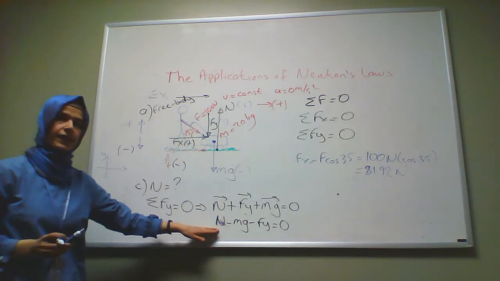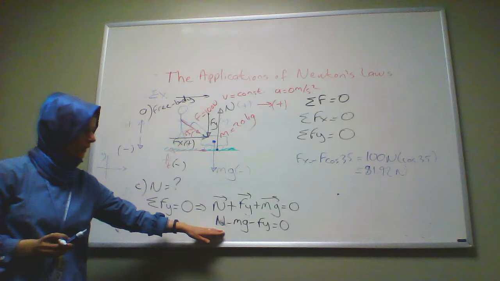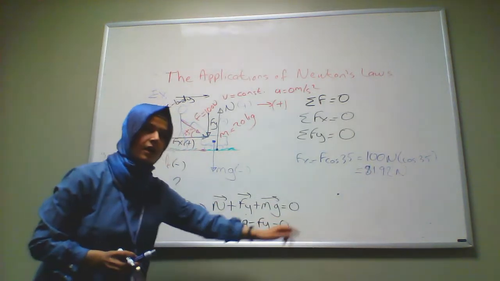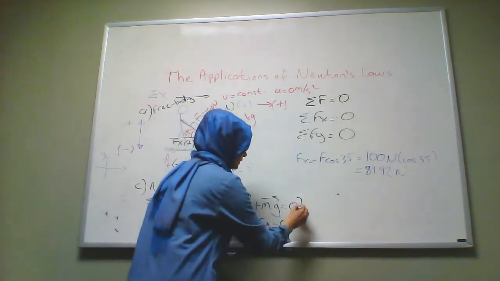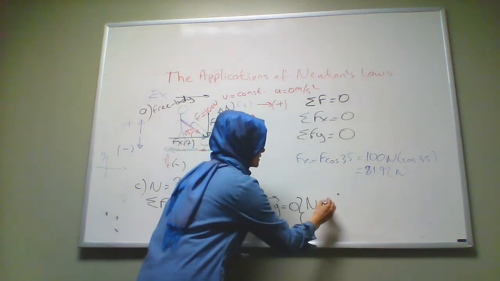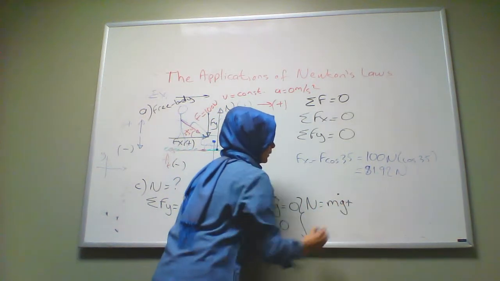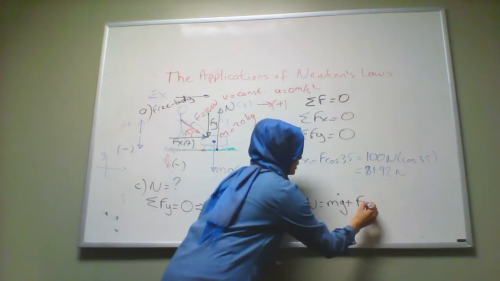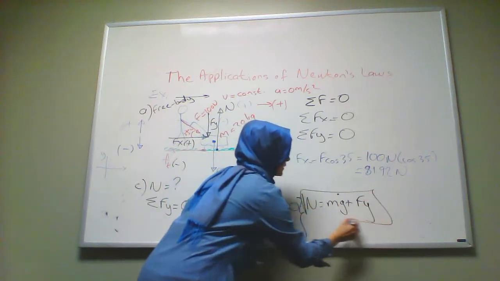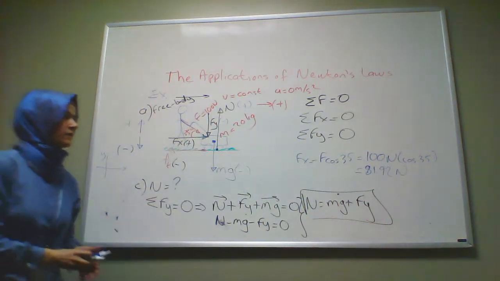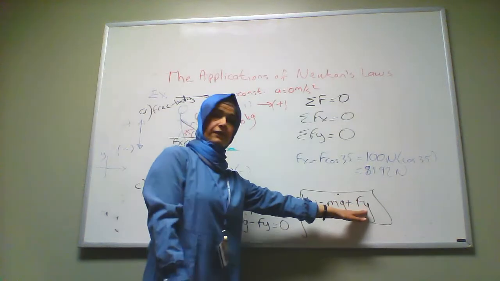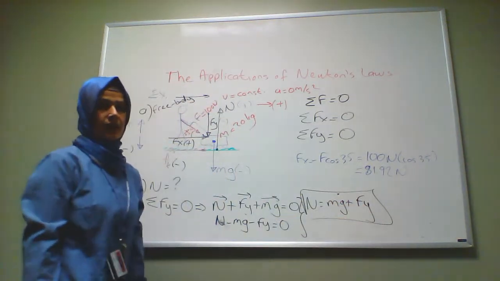Since I'm trying to find N, I'm going to leave it alone in here. I'll take these two to the other side, and they go as positive. So I'll find N is equal to mg, weight, plus Fy. After I got that, the rest is easy. Mg, I'll find Fy, F sine 35, and I'll get my answer.